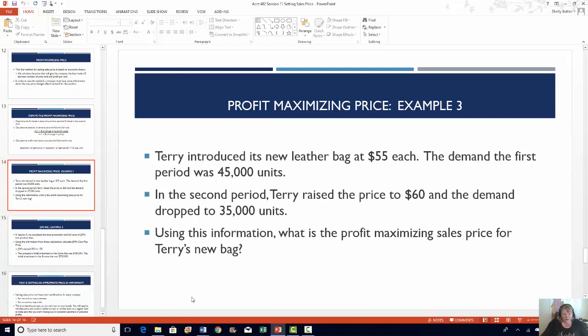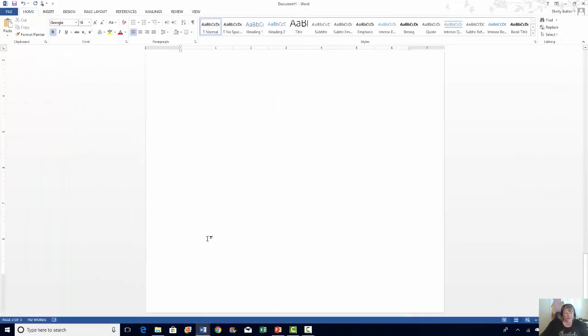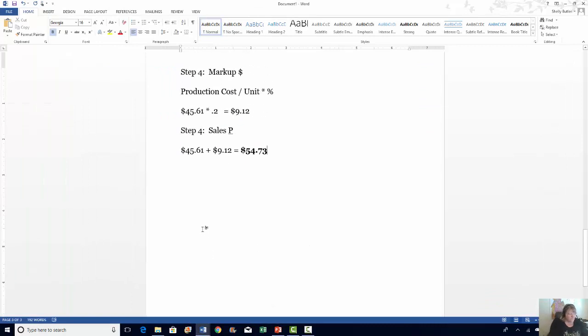So let's go back to our overhead, and I don't know if I have enough room or not. I think I'll be okay. So this is profit maximizing, and I'm going to leave that. Leave it bold so you can find it. Okay. Now, profit maximizing price, and this is step 1. I don't have the symbol that I need. I'll have to type it out.